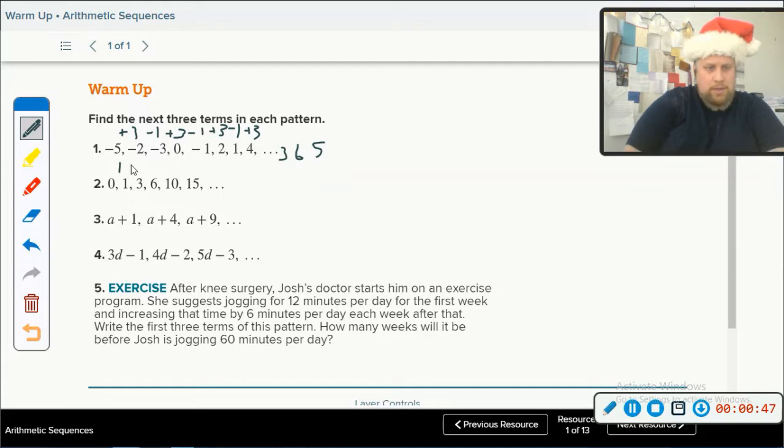What is this one? That's 1. That grew by 2. That grew by 3. Oh, 4, 5. So now it's going to grow by 6, right? So it's going to go to 21. And then it's going to grow by 7, which is 28. And then we're going to grow by 8 to 36. Boom. Sorry, I had to get myself on track.